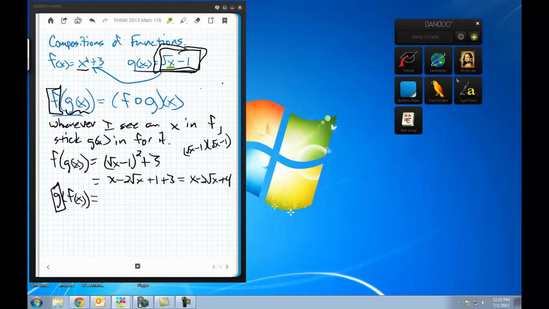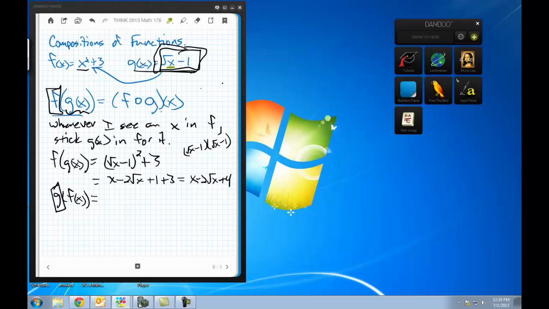Now, students often freak out about this until they get comfortable with it, but there's really no difference in what we're doing between sticking in a number and sticking in a function. Heck, if we wanted to, we could do g of Ripley. Wherever I see an x in g, stick in a Ripley, right? It's just a rule that assigns these x values to y values.